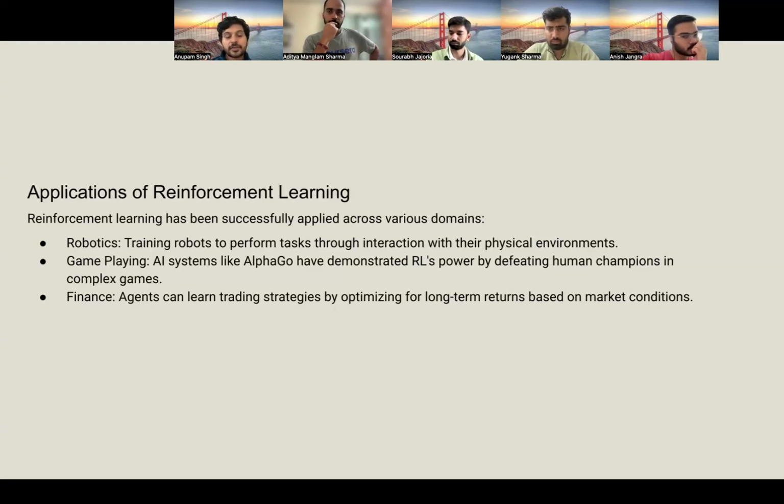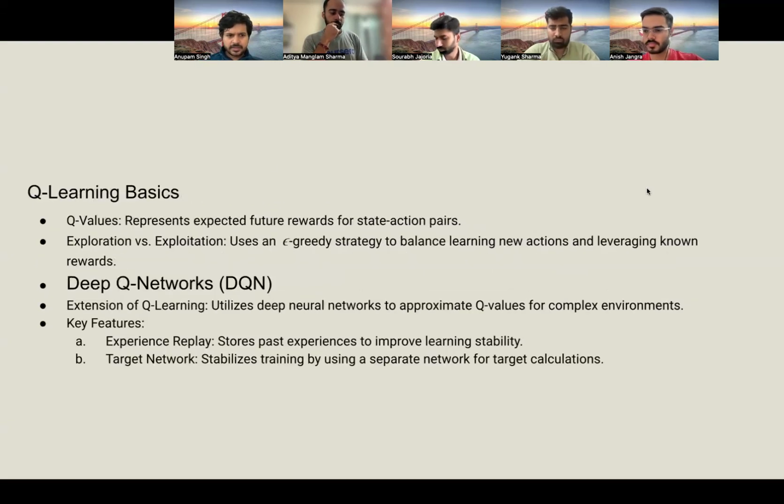This is the kind of freedom an agent will have versus a static algorithm. There are a lot of applications in these areas. Now let's learn the basics of a few algorithms which are very famous.